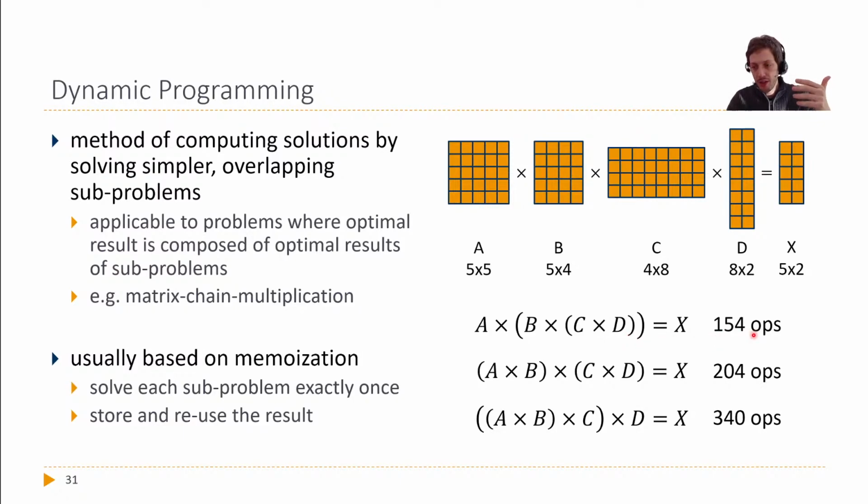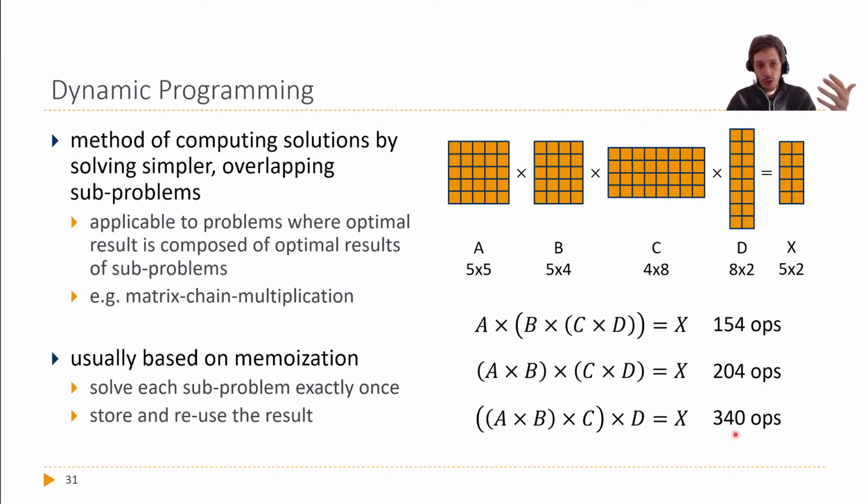You end up with different number of operations. For example, if I count the individual multiplication operations, or the individual floating point operations, if I come up with this order, first doing C times D, then I multiply B with the result, and then multiply A with the result, I end up with 154 operations. If I choose this mapping by first computing A times B, computing the result times C, and then again computing the result times D, I end up with more than twice the number of operations, while still computing exactly the same result. So obviously the order here is really important.